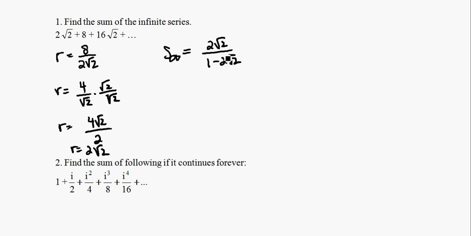We could leave it in this form, but if you notice, my denominator here is going to be negative because 2 radical 2 is larger than 1. So this sum would be less than 0 because this numerator is positive and the denominator is negative. My sum is negative, and all these terms are positive, so that doesn't make any sense.